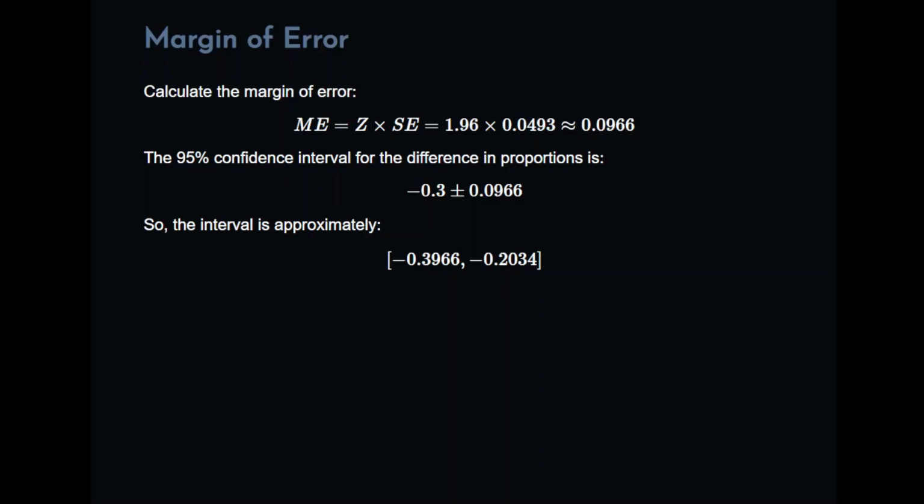Okay. Anyway, to sum up, the 95% confidence interval for the difference of proportions is minus 0.3 plus or minus 0.0966, which is minus 0.3966 to minus 0.2034. And again, that's from the point of view of the undergraduates. If you were looking from the point of view of the postgraduates, you just reverse that. You get 0.20 to 0.39. Okay, so I think that's it.